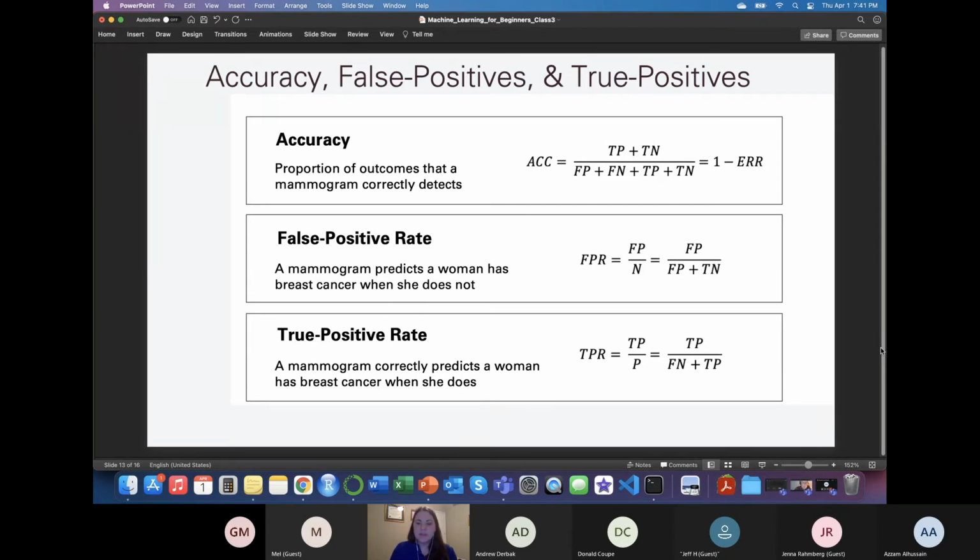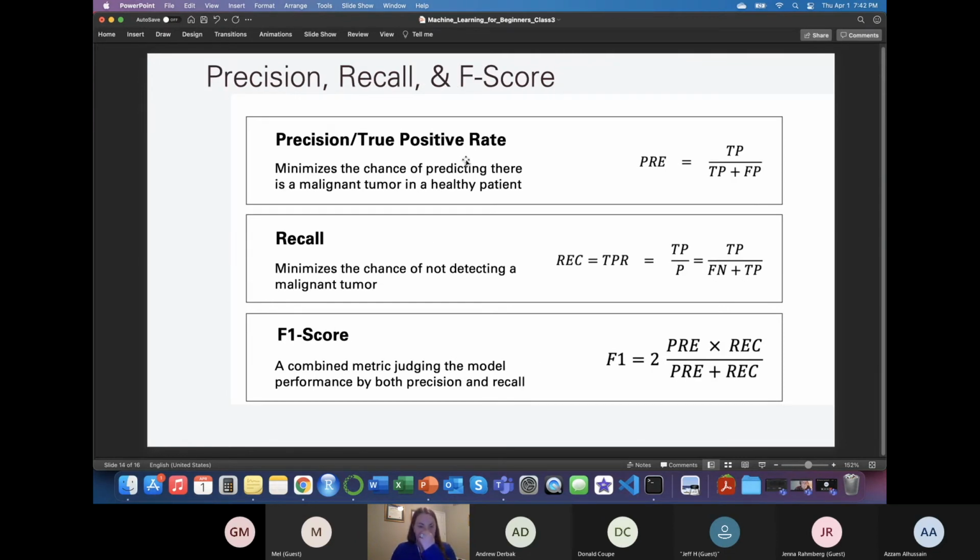So you've probably heard accuracy used most often in pretty much any exercise that you have done, looking at whether something is right or wrong in a group of things that you're predicting. However, accuracy isn't always the best way, and it's definitely not the only way to evaluate your model performance. There's a couple other ways to do this.